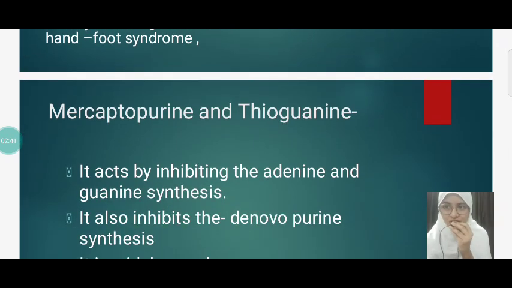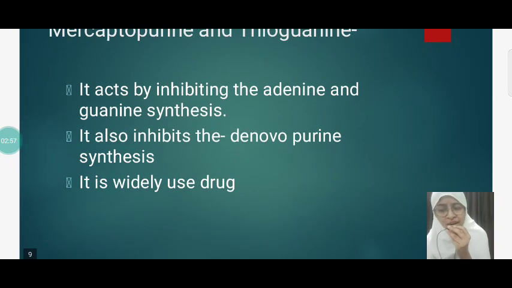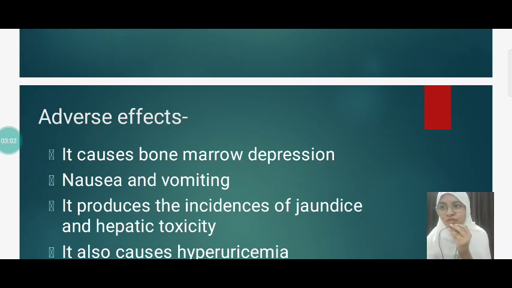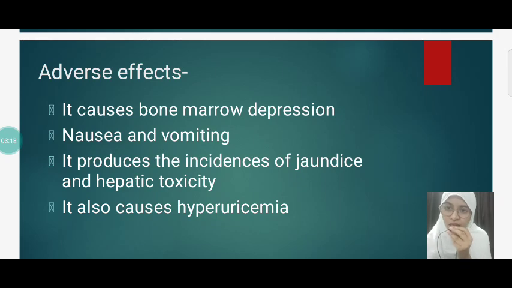Now, the next drug is mercaptopurine and thioguanine. It acts by inhibiting the adenine and guanine synthesis. It also acts by inhibiting the de novo purine synthesis. It is a widely used drug. Now we will study its adverse effects. It causes bone marrow depression, nausea, vomiting. It produces the incidence of jaundice and hepatotoxicity, means it causes damage to the liver also. It also causes hyperuricemia.